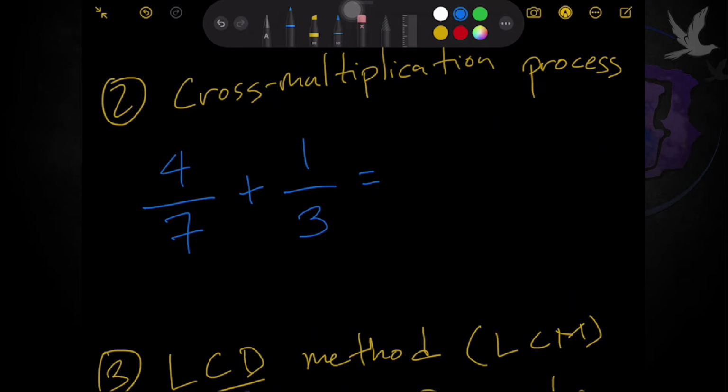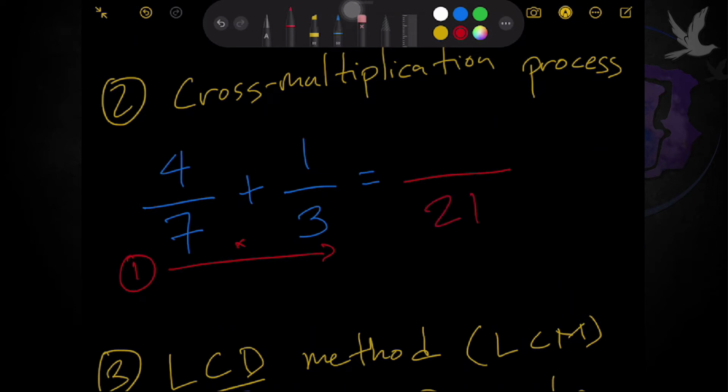So in this case, this is the technique here. The cross multiplication process. First things first, step 1 is to take the denominator of one fraction and multiply it to the denominator of the other fraction, which in this case is 7 times 3 will give us 21.